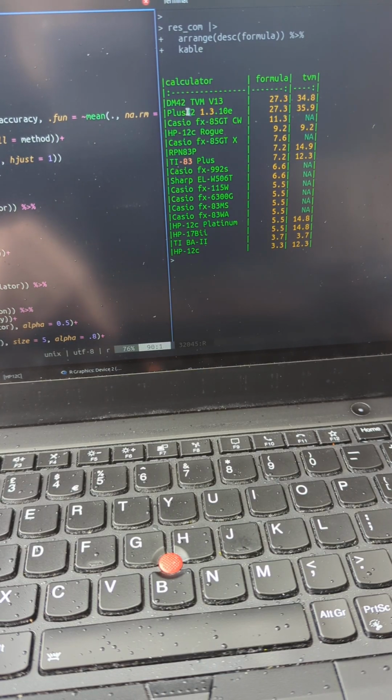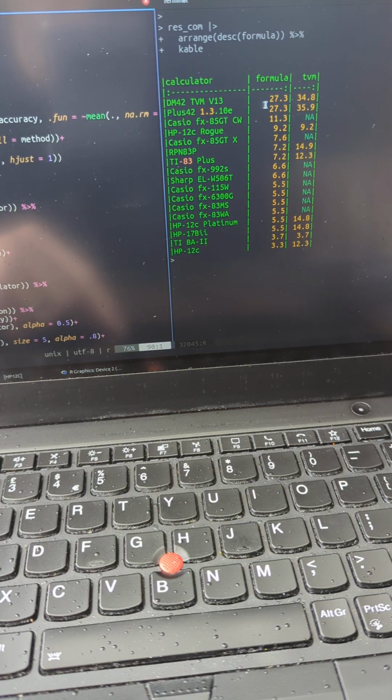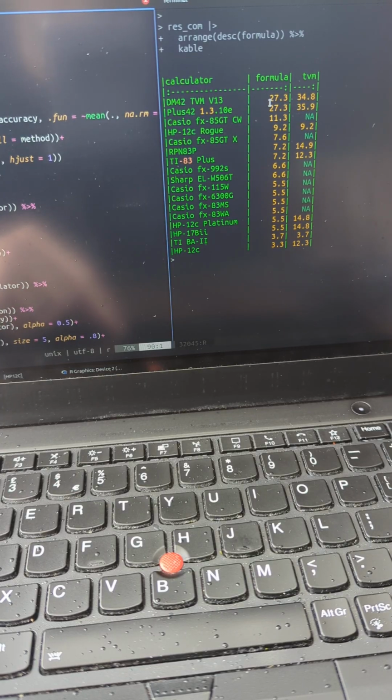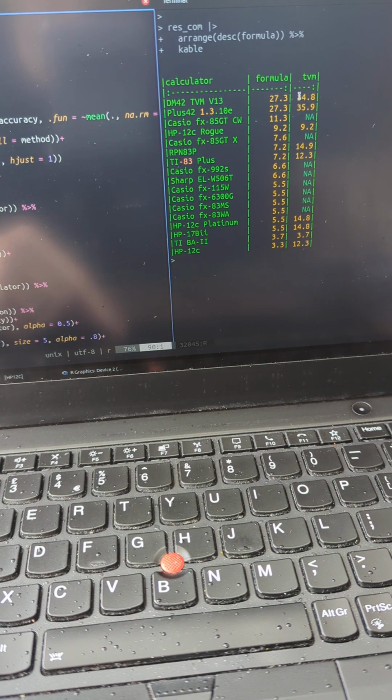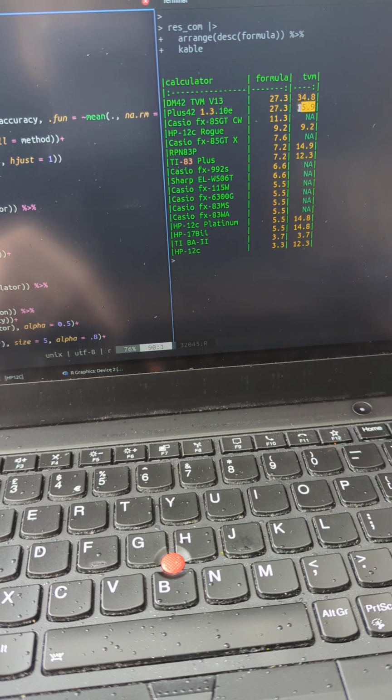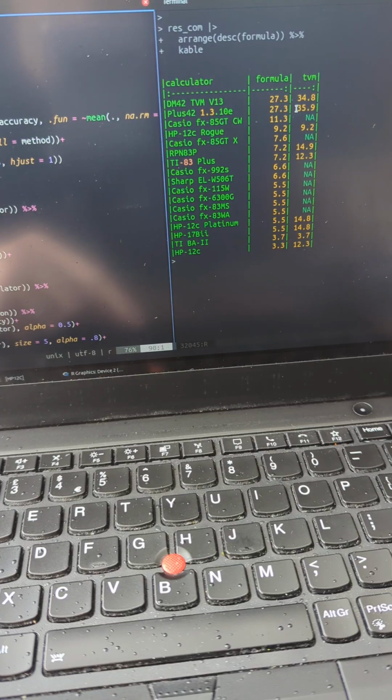Right at the top, we've got Plus 42 and we've got the DM42. They both run on the same system, which is essentially a quad precision Intel decimal library. So unsurprisingly, they get exactly the same 27.3, really high score for the precision in terms of formula. Both of them improve on that. This is my TVM solver here, 34.8, and the Plus 42 TVM solver does a bit better at 35.9, which is quite interesting.